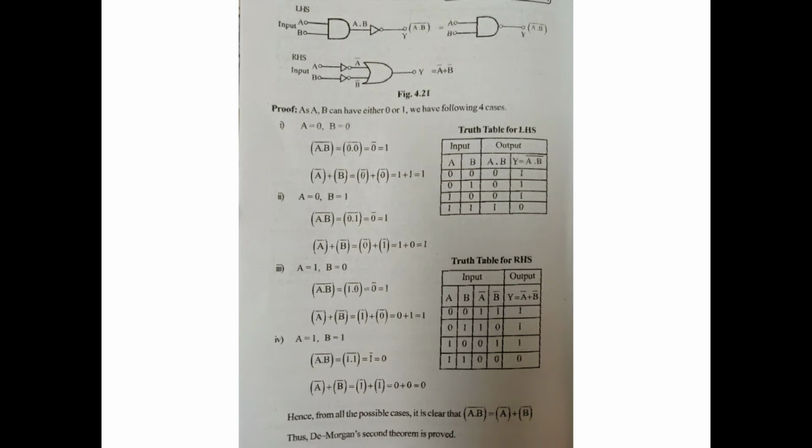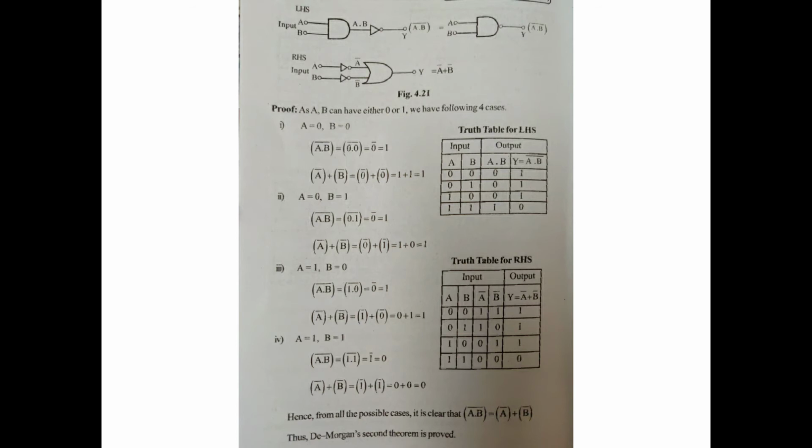When a is equal to 0, b is equal to 1, a dot b is equal to 0, a dot b complement is equal to 1. When a is equal to 1, b is equal to 0, a dot b is equal to 0, y is equal to a dot b complement is equal to 1. So when a and b are 1 and 1, a dot b will be 1 and its complement is equal to 0.